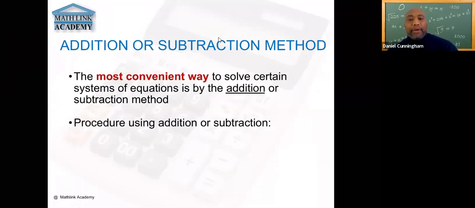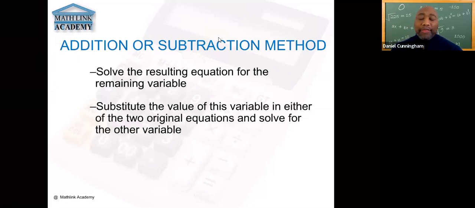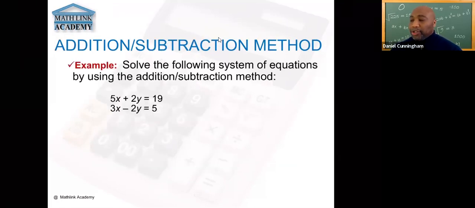So the first method we want to use algebraically is called the elimination method, or some will call it the addition method, or even the subtraction method. I tend to focus on addition. So the most convenient way of solving certain systems of equations is to add those equations together to get your solution. And so what I like to do is show you an example of how the addition method or the elimination method is used.